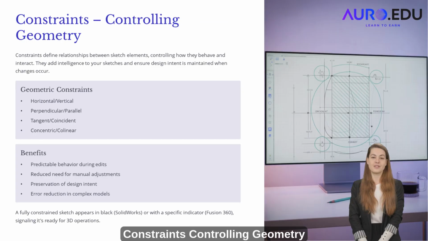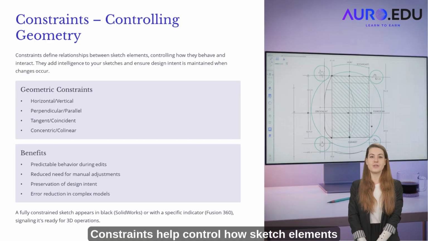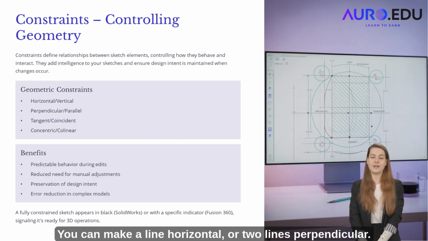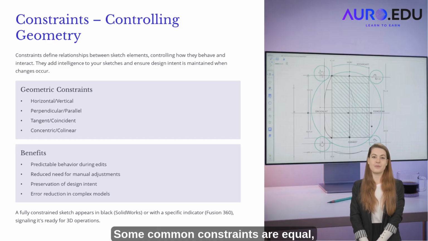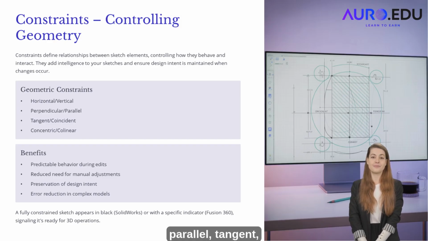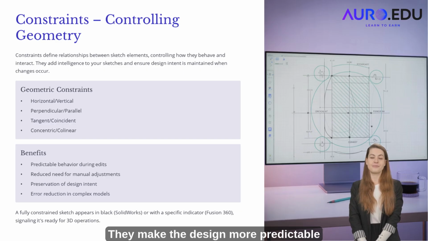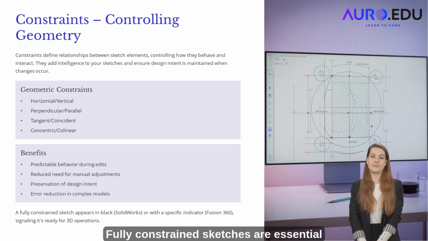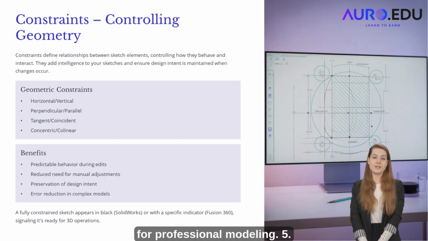4. Constraints. Controlling geometry. Constraints help control how sketch elements behave. For example, you can make a line horizontal or two lines perpendicular. Some common constraints are equal, parallel, tangent, and coincident. They make the design more predictable and easier to modify. Fully constrained sketches are essential for professional modeling.